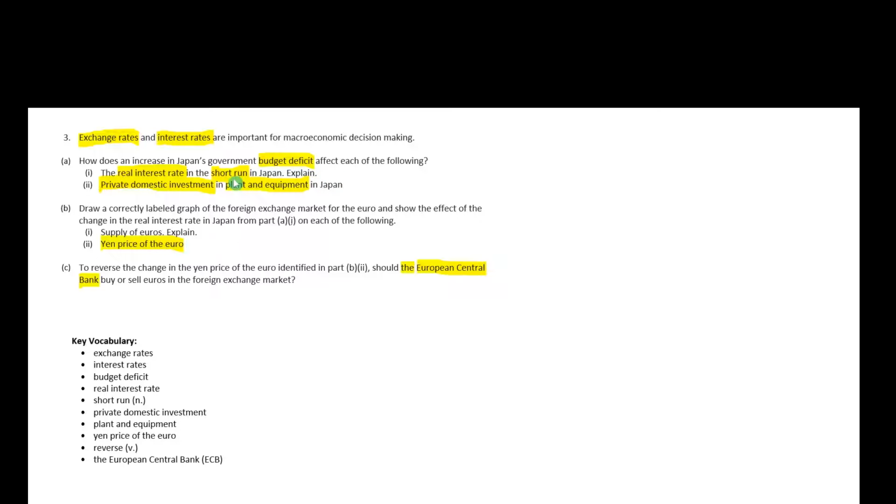The short run here, so when you see short run in an AP free response question, they're really asking about the next step, the next phase in the process, the cycle. So in this case, basically they're asking what happens next, okay, and then why, explain. So I'm just going to draw very quickly this market for loanable funds so that we can see what's going to happen to the real interest rate.